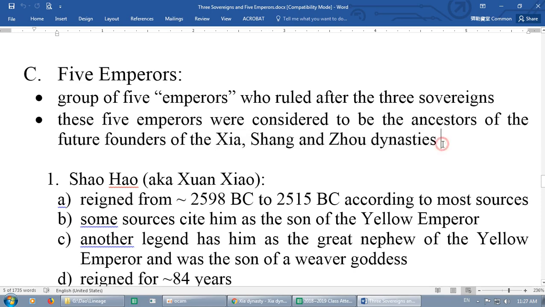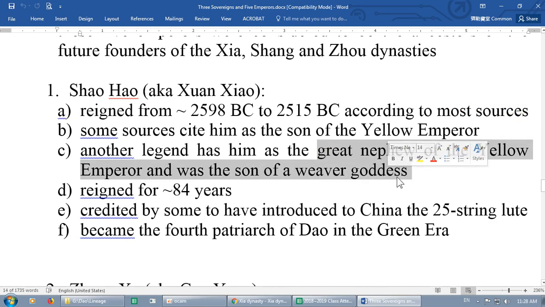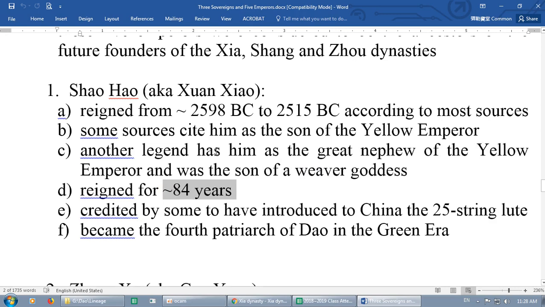So anyway, these 5 were the ancestors of these future founders of those dynasties. The first one, there's very little known about him: Xiao Hao or Shen Xiao. He supposedly reigned, according to most sources, roughly 2,600 years ago. Some people say he's considered a son of the Yellow Emperor. We're not so sure; some sources cite him as that. Another legend has it that he's the great nephew of the emperor and was the son of a weaver goddess. I have no idea what that is. Very mythological. Supposedly he reigned for this many years.